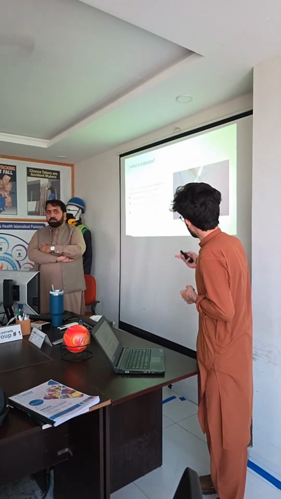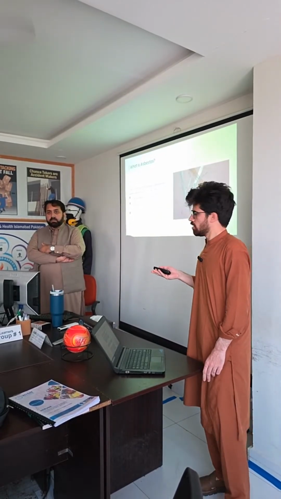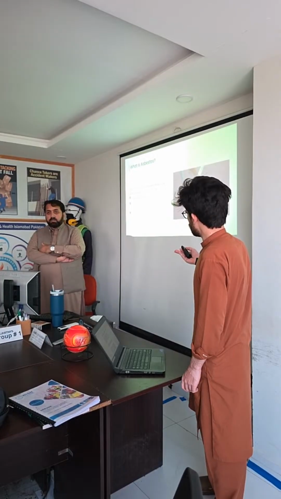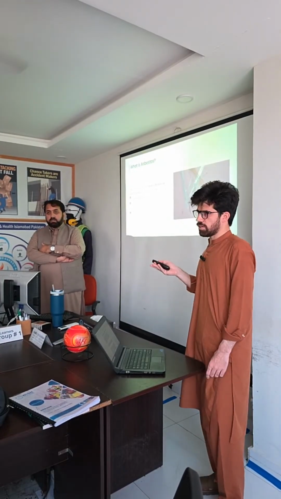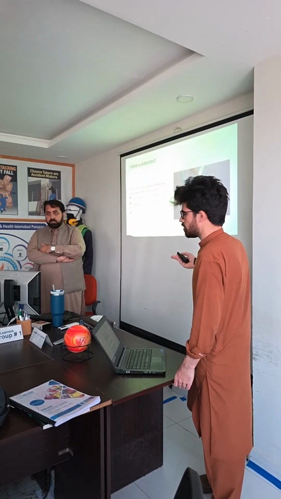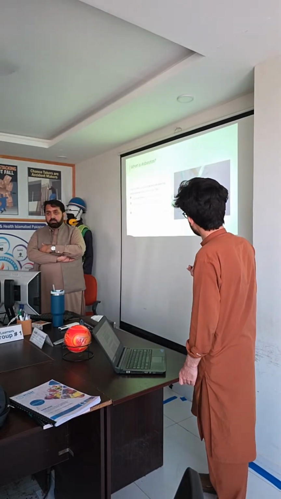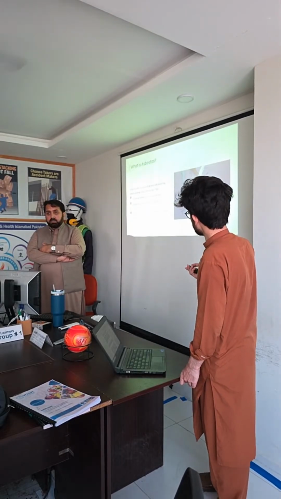The first one is chrysotile, which is white in appearance. The second one is amosite, which is brown in color. The third one is crocidolite, which is blue in appearance. So these are the 3 forms of asbestos.